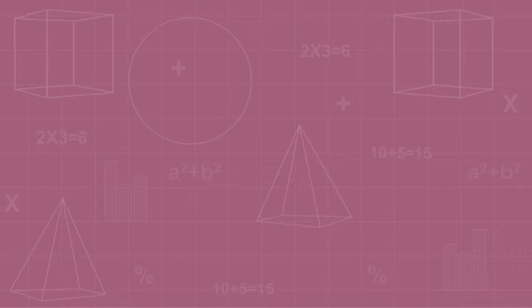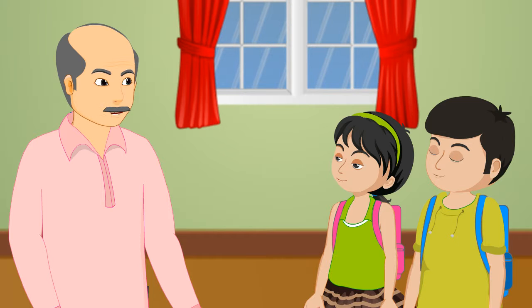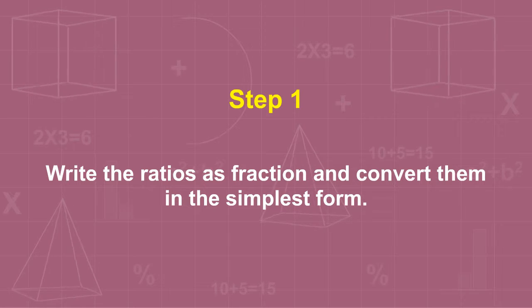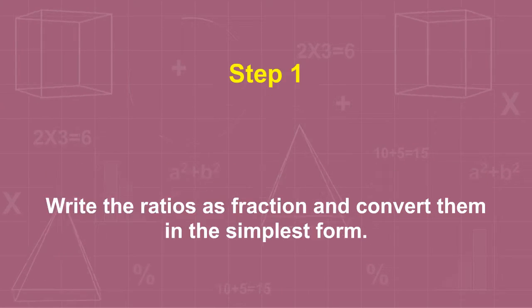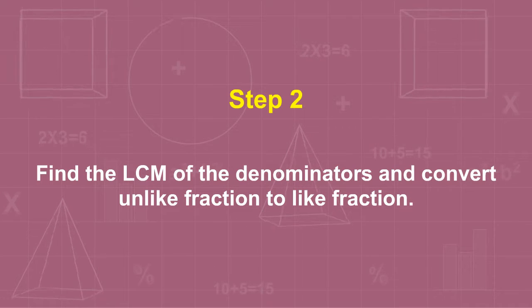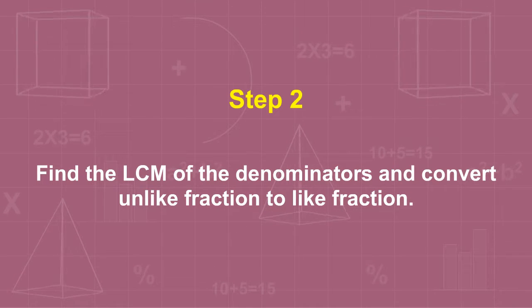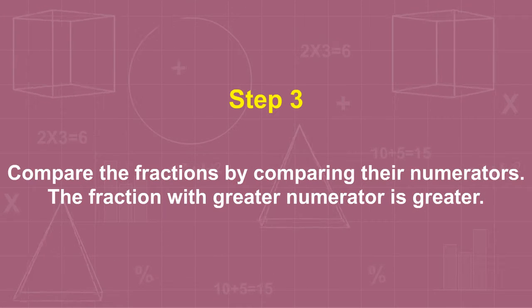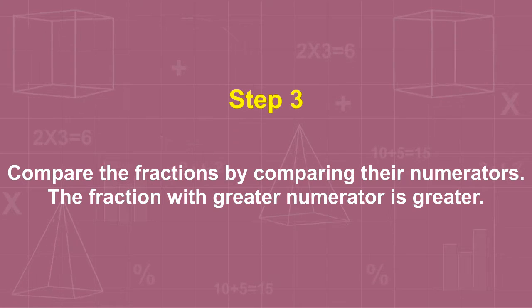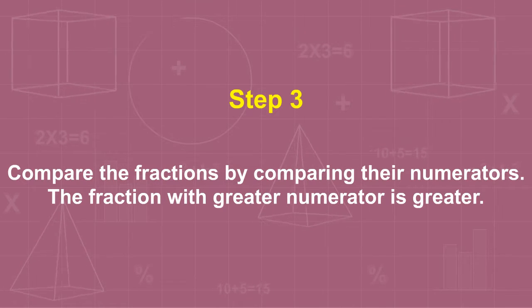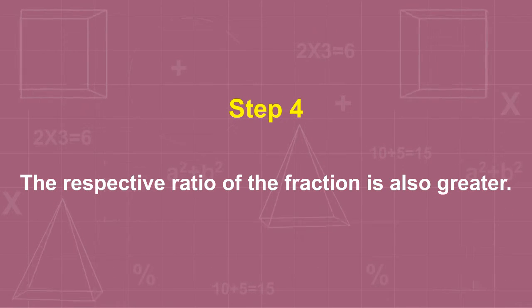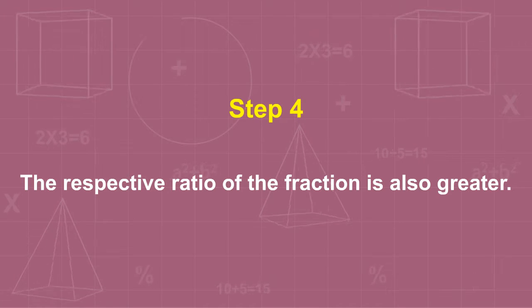Comparison of ratios. Comparing of ratios is very simple. For this, we follow these steps. Step 1. Write the ratios as fraction and convert them in the simplest form. Step 2. Find the LCM of the denominators and convert unlike fraction to like fraction. Step 3. Compare the fractions by comparing their numerators. The fraction with greater numerator is greater. Step 4. The respective ratio of the fraction is also greater.